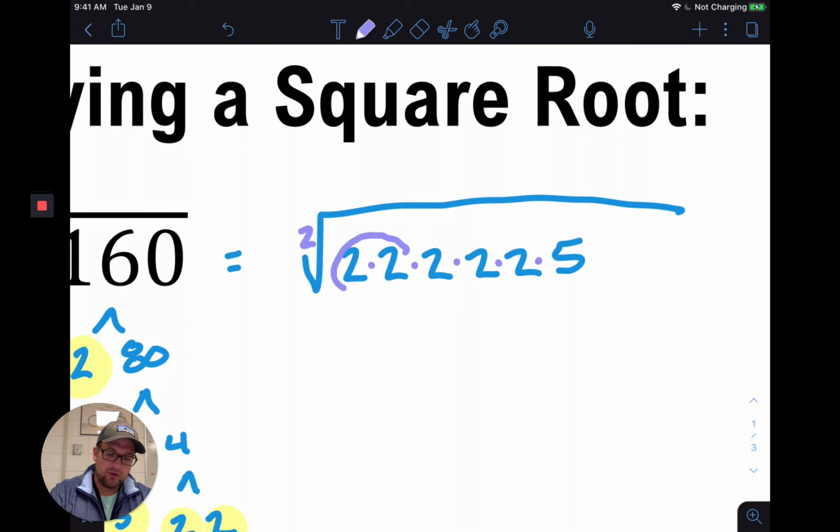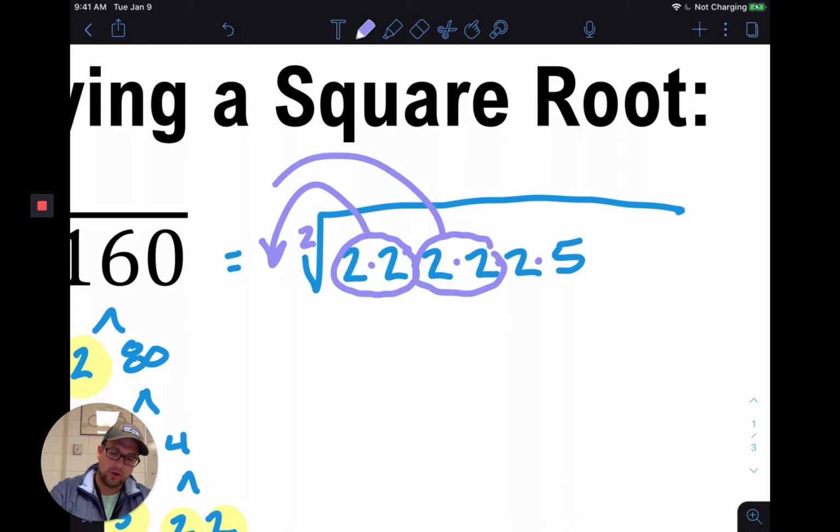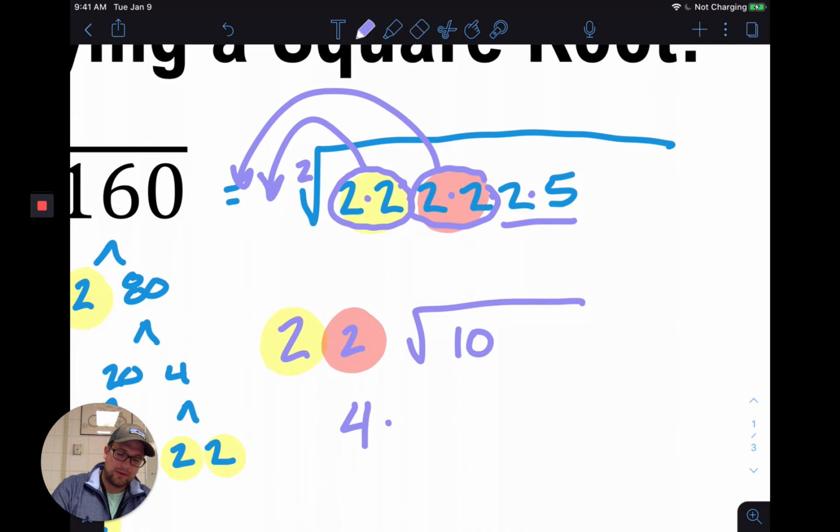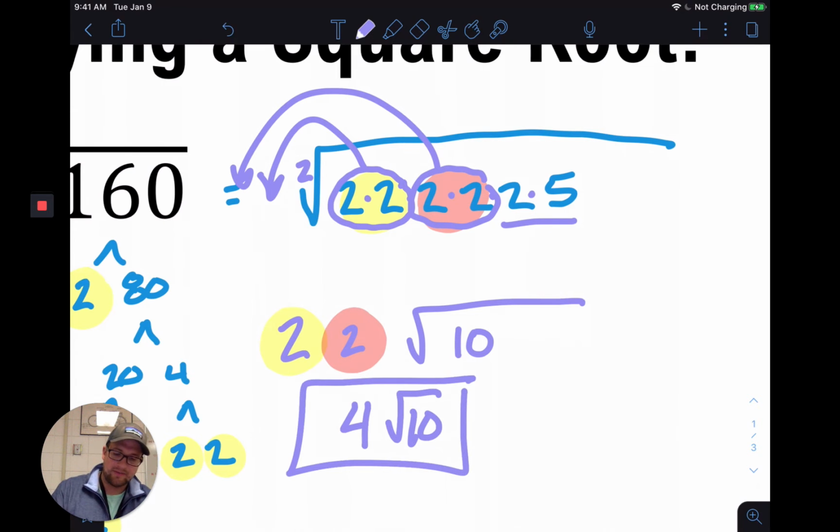Anytime I have 2 of the same factors, I can pull out one of those to the front of the radical, or to the outside. So since I have 2 2's, I can pull out 1 2. It's called a 2-for-1 special. If I have 2 on the inside, I can pull 1 out on the outside. I have another 2 2's, so that was the first one, and then I had another set of 2 2's, so I'm going to pull out a second one right here. And then we still have the radical and what was left inside. So there was a 2 and a 5. We can multiply those back together to get 10, meaning this simplified would be 4 square roots of 10.